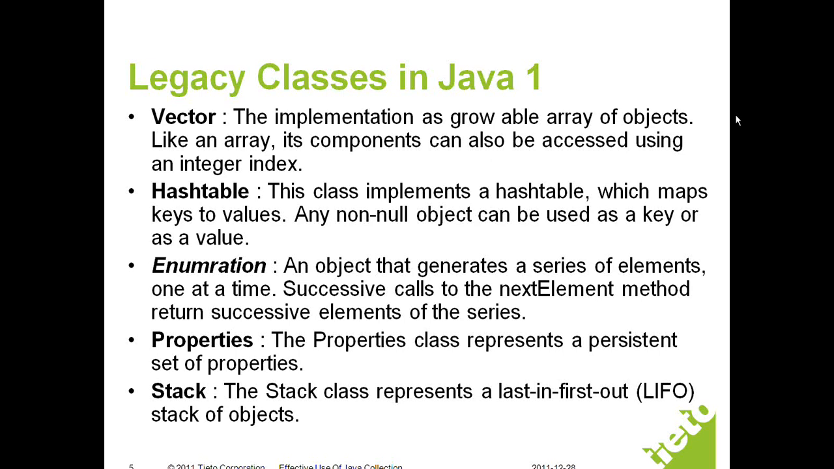Another type of collection which was given in Java 1.0 is Hashtable, which stores key value pairs. It is a map kind of a thing which maps your key to a value. Any non-null object can be used as a key or as a value. So Hashtable doesn't allow you to store null values as a key or value. You cannot get a value directly from a Hashtable. For that, you give a key, and the Hashtable will retrieve the value for it.